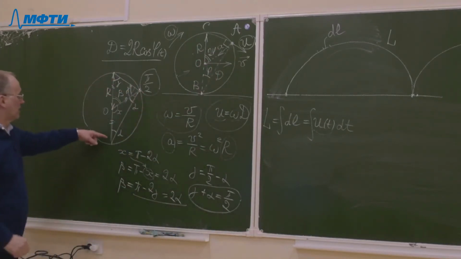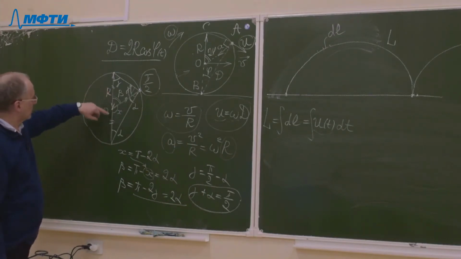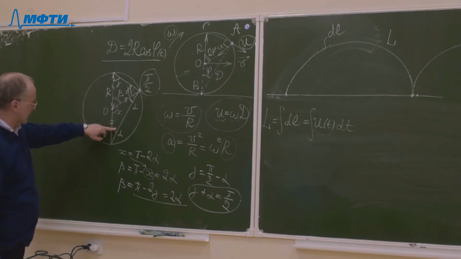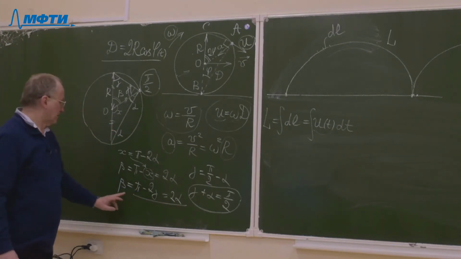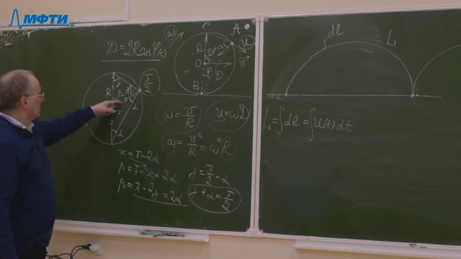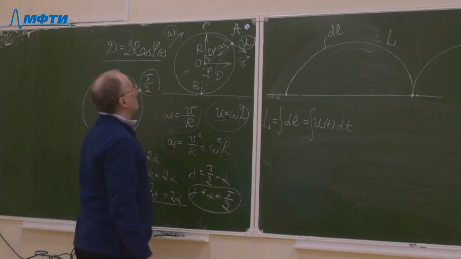I have just proved this here on this picture. Beta equals 2 alpha. Where is that? That is beta equals 2 alpha. This angle is twice as large as this angle. So this is phi and this is 2 phi.